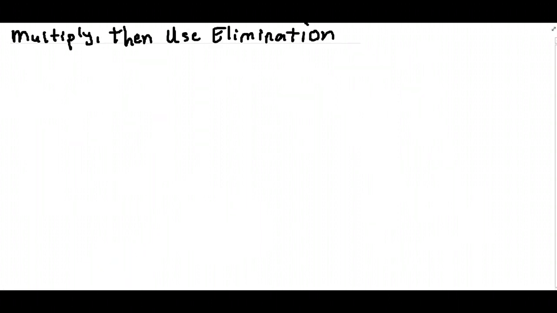Okay, so that was nice and pretty. We had a variable that had the same coefficient. We had a 2 and a 2, so that was pretty. Now what happens if that's not the case? What if we have two equations that will not eliminate either variable just by adding or subtracting them? So we have to use multiplication to write an equivalent equation so that one of the variables has the same or opposite coefficient in both equations.